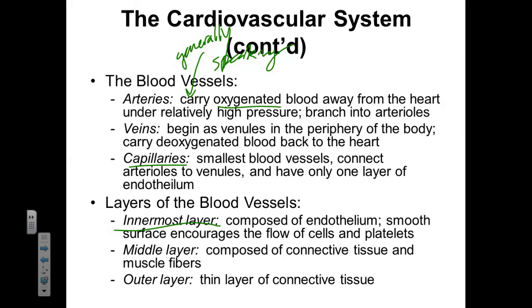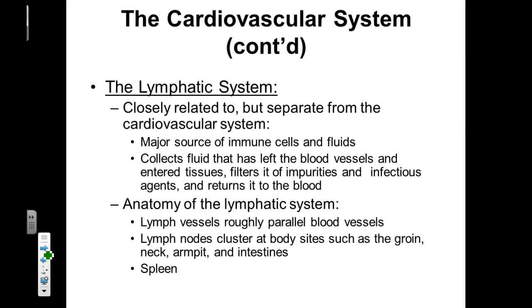This is very smooth, very slippery, and is going to encourage the flow of blood, just like the endocardium of the heart. The middle layer of the blood vessels is going to be our muscular layer. And then the outer layer of our blood vessels is going to be of our tough, fibrous connective tissues.